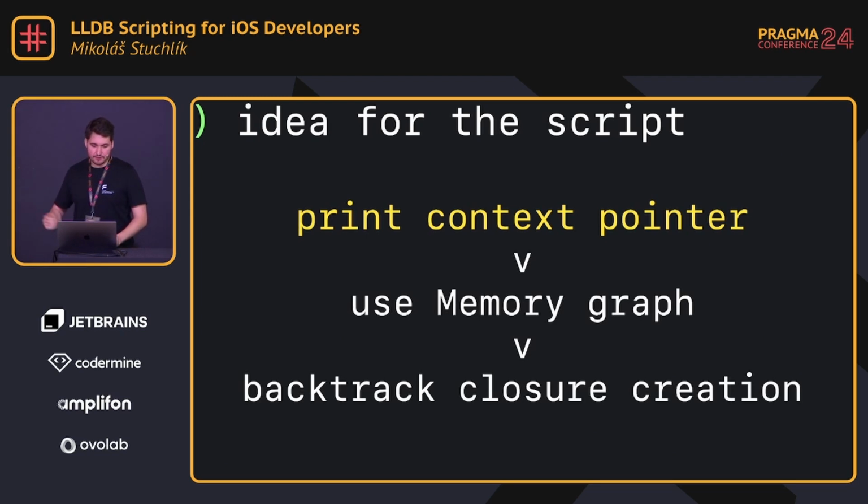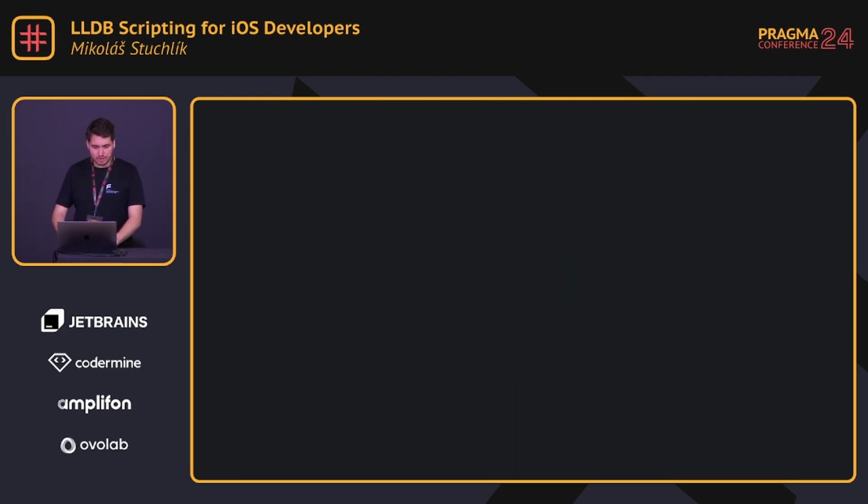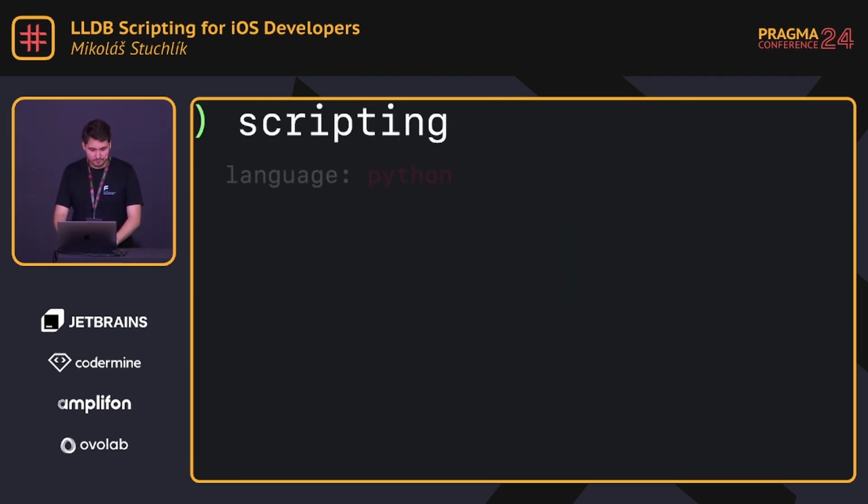So here is the idea for the script. Our aim is to teach LLDB how to print the context pointer. We are going to do so by reading two consecutive pointer-sized numbers from memory and printing them. With that, we can use the memory graph, and we can achieve our ultimate goal of backtracking closure creation. So let's do the scripting.